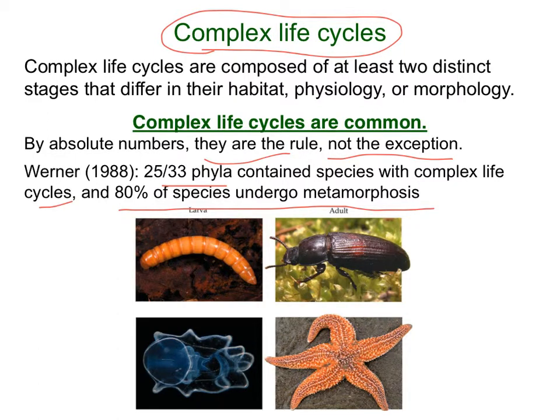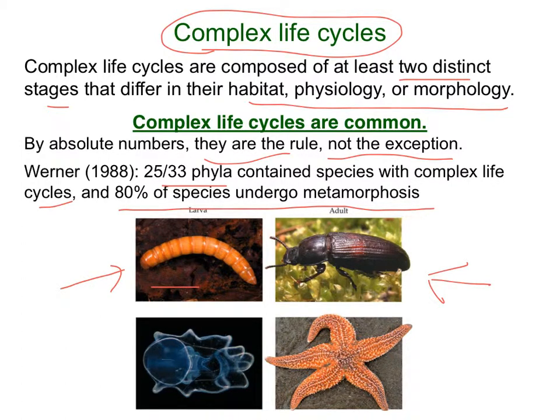So what are we talking about here? We're talking about having different times in your life cycle where you have at least two distinct physiological, morphological stages that can differ in their habitat, physiology or morphology. For example, and you're probably familiar with this, butterflies undergo being a caterpillar that turns into a chrysalis that then eventually develops into the adult butterfly. Or beetles have larvae that eventually develop into adults. So these are really different physiological, morphological stages, even though you're talking about the same individual here.